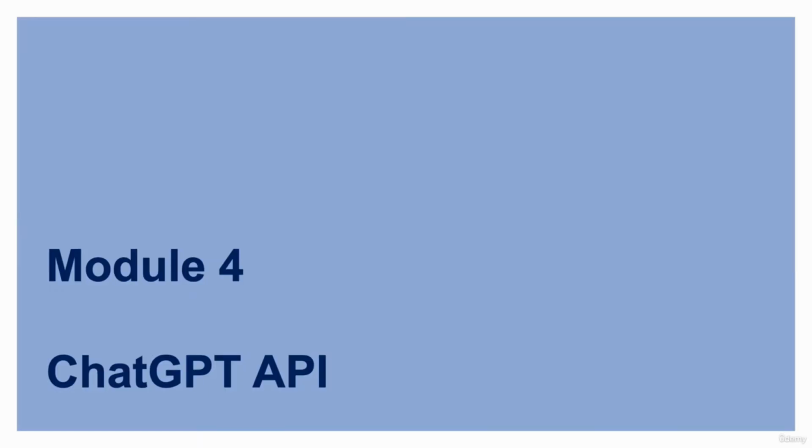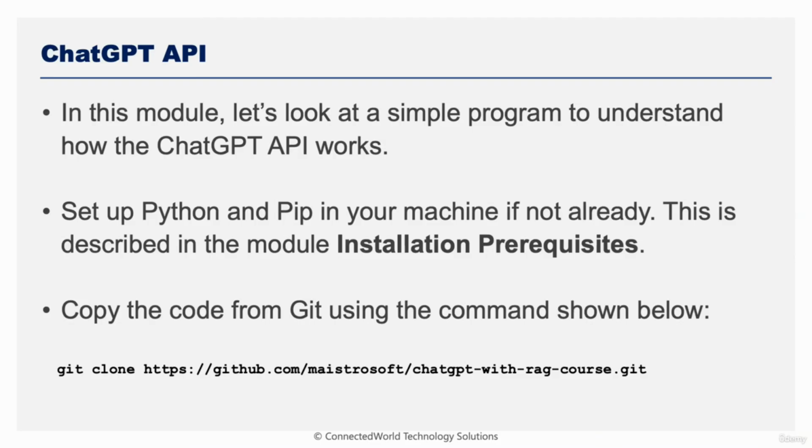Module 4, the ChatGPT API. In this module, let's look at a simple program to understand how the ChatGPT API works. Set up Python and pip in your machine if you have not already done so. This is described in the previous module on installation prerequisites. Copy the code from Git using the command line shown below.